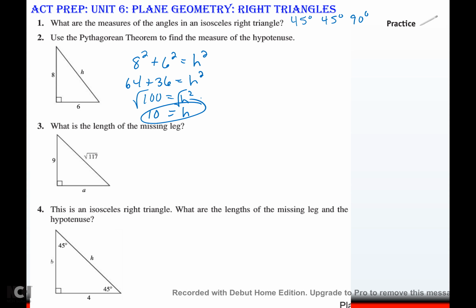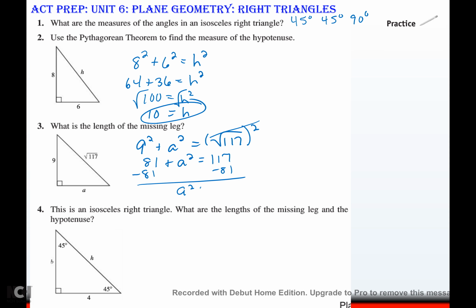Okay, 3, what is the length of the missing leg? Well, again, leg squared plus leg squared equals hypotenuse squared. That's going to give me 81 plus a squared, cancels out, equals 117. Subtract 81. I get a squared equals 36, square root, and I get a equals 6.